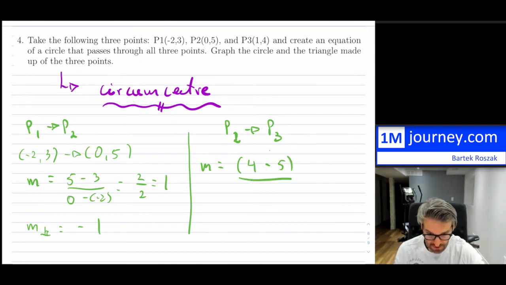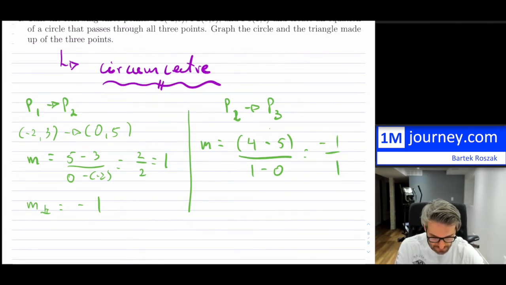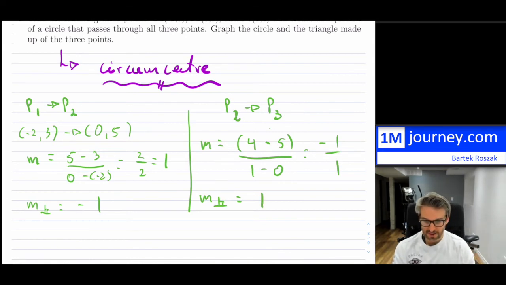And so that's 4 minus 5, and then 1 minus 0. Okay, that's my slope. This is going to be negative 1 over 1. So this worked out great. And then the negative reciprocal is just going to be 1. So those are nice slopes that we will have.